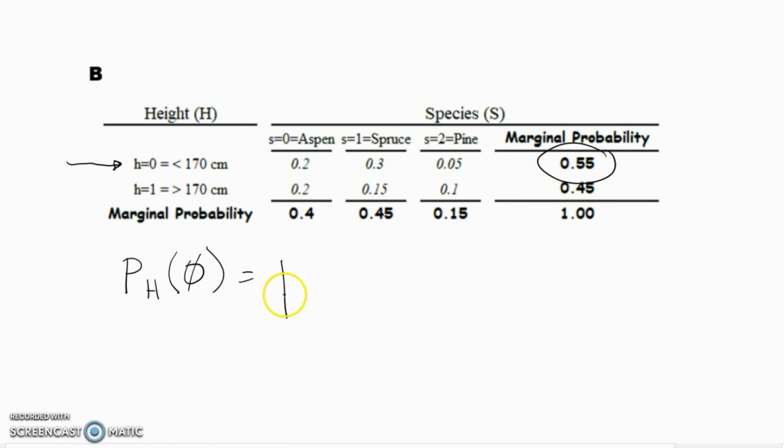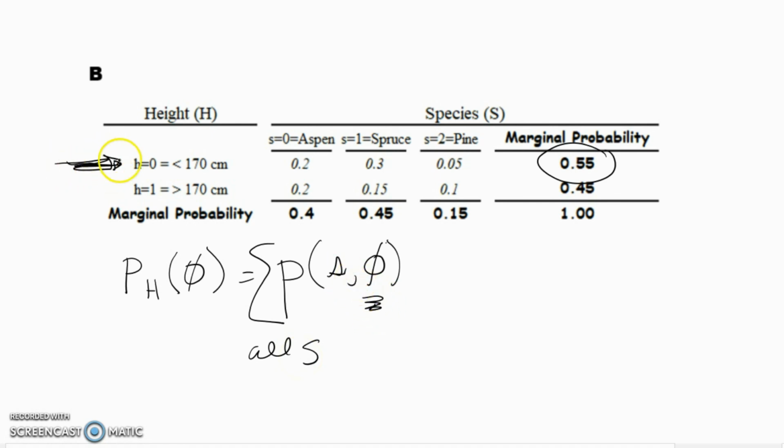What it means notationally is, again, if we go back to our joint distribution, where we've got all possible species, now we're focused on height class 0. We're going to sum over all S. So we're going to fix the height class at 0, and then sum over all of these different values of species, and that's going to give us 0.55, which is the marginal probability of having a tree with a height class less than 170 centimeters.